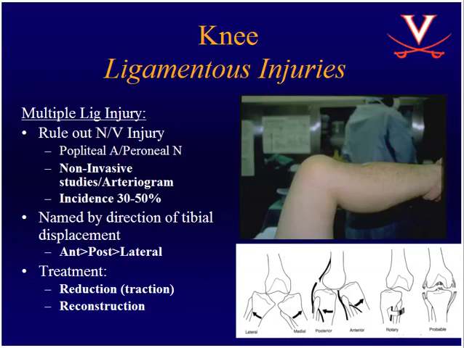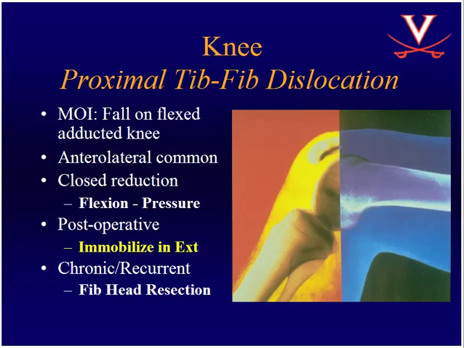Treatment again, assessing the neurovascular status, reducing it, reassessing their vascular status. If there's any question, you need to get vascular surgery involved with either high-tech non-invasive studies or arteriogram, which is the gold standard. An unusual injury, therefore often asked on tests, is the tib-fib dislocation. If you happen to ever see this, then you should reduce it and then immobilize the patient in extension. And because it's an unusual injury, that's all you really need to know.